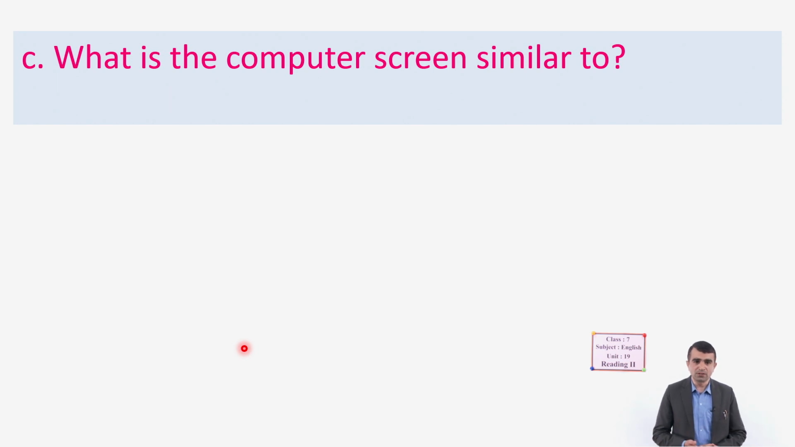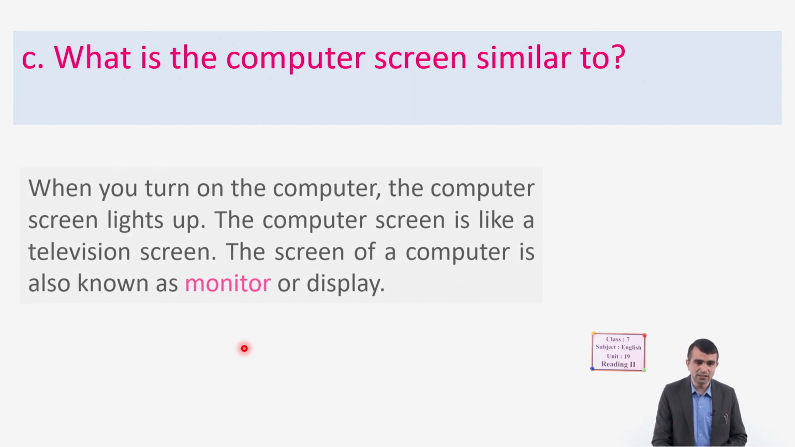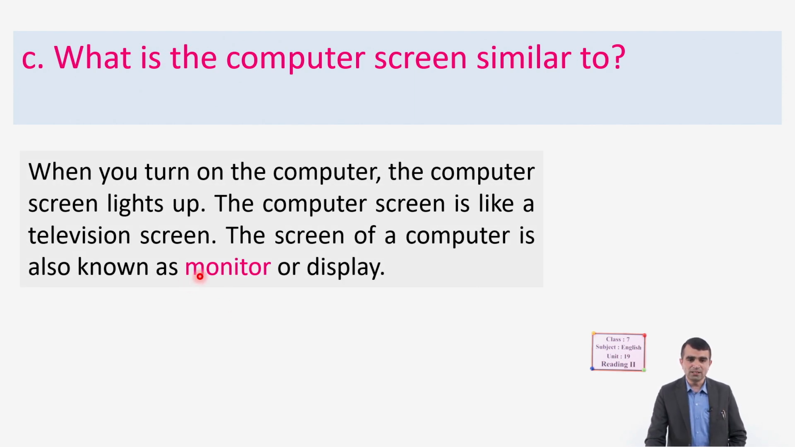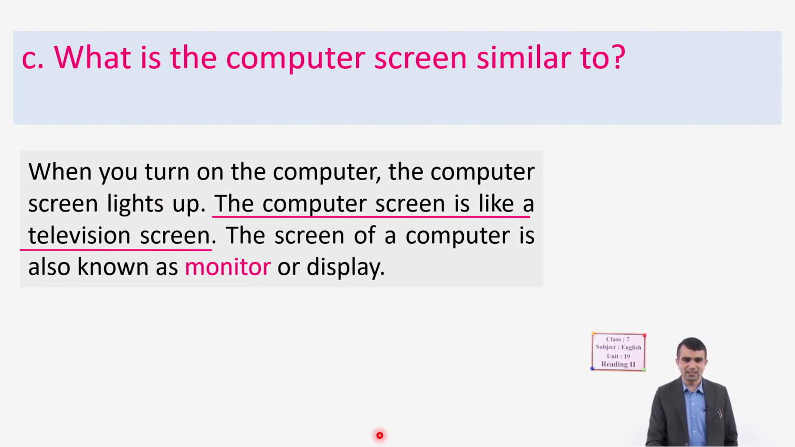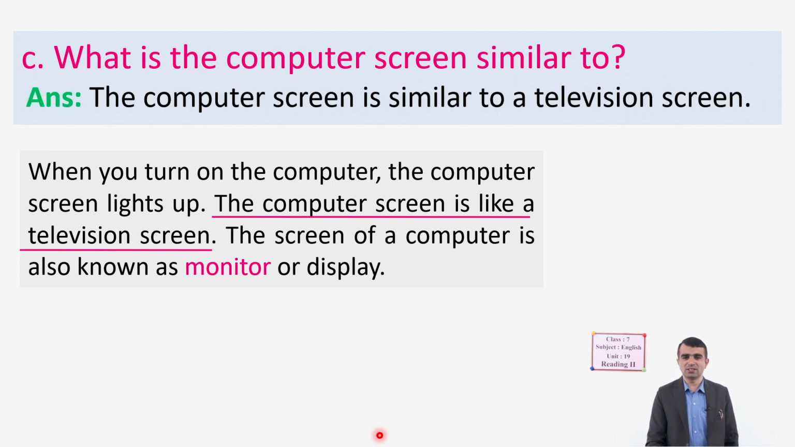Question C. What is the computer screen similar to? You can see here. The computer screen is like a television screen. So, it is similar to a television screen. A computer screen is similar to a television screen. Good.